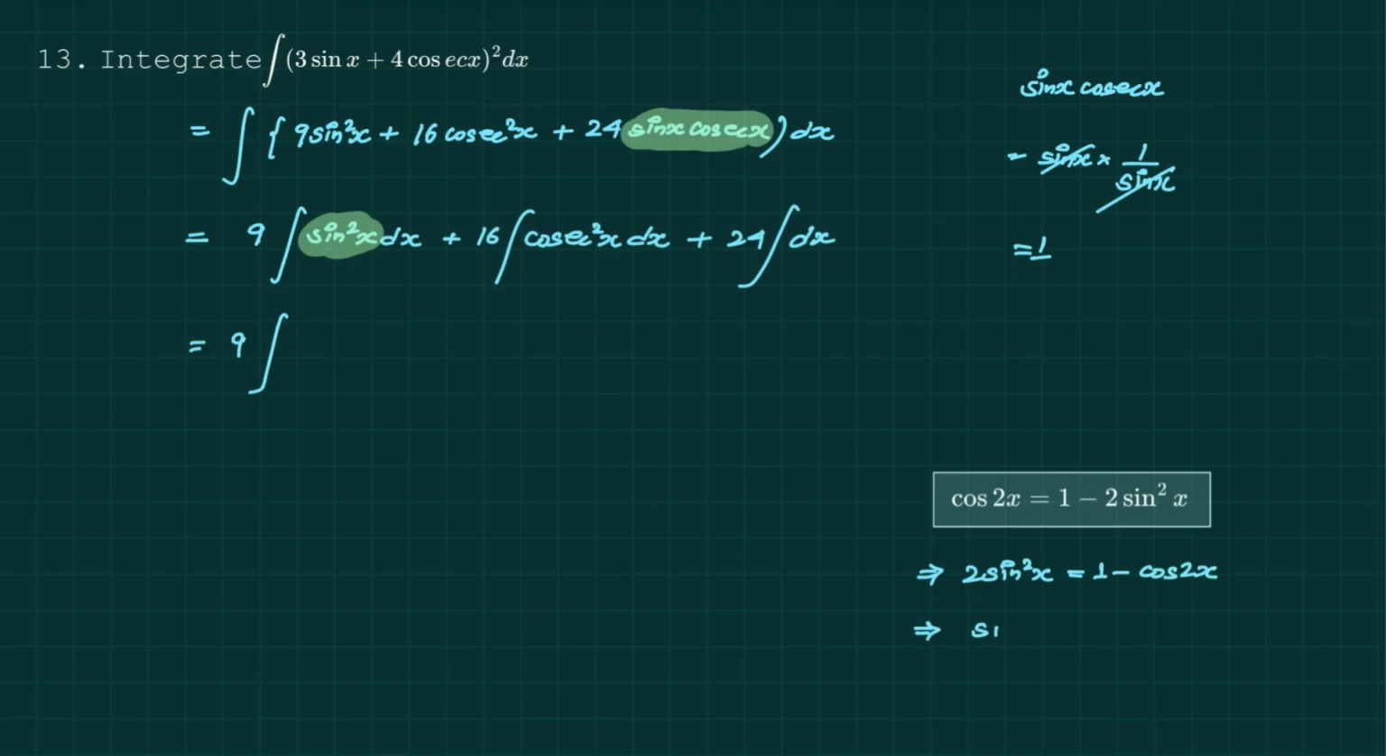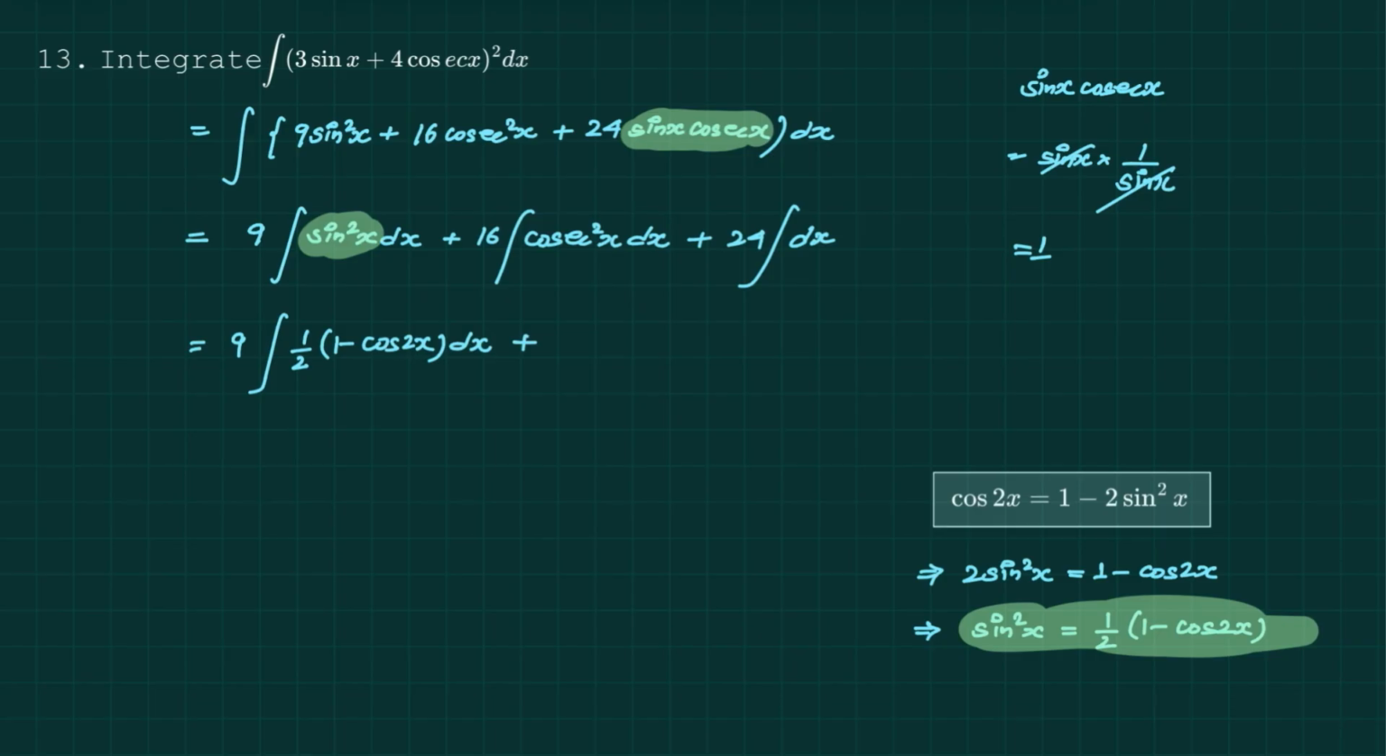So from here, sin square x can be written as 1 by 2 into 1 minus cos 2x. So we will replace this formula in terms of sin square x, then it will be 1 by 2 into 1 minus cos 2x dx plus integration of cosec square x is minus cot x plus 24, integration of dx is x.